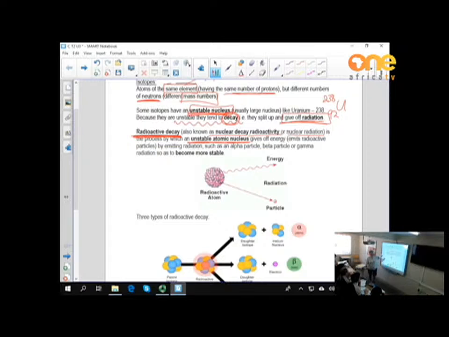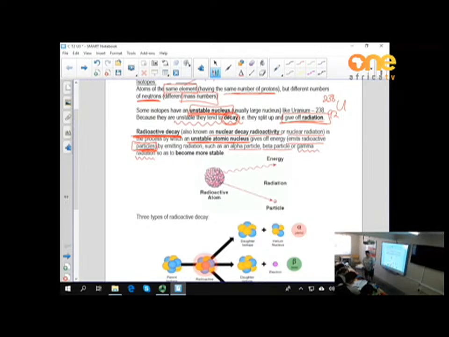But from radiation or radioactive decay, the energy does not come from making or breaking chemical bonds. It comes directly from the nucleus. All right, the nucleus is unstable, and in an effort to become more stable, it gives off energy. All right. So it emits radioactive particles. There's the next thing. By emitting radiation, and the radiation is an alpha particle, a beta particle, or gamma radiation.